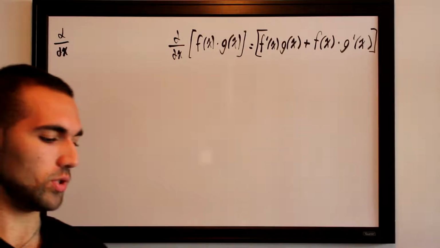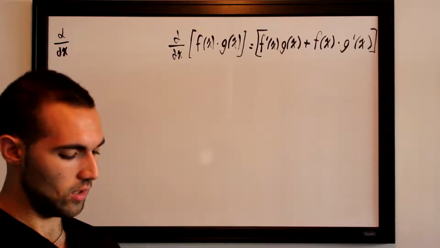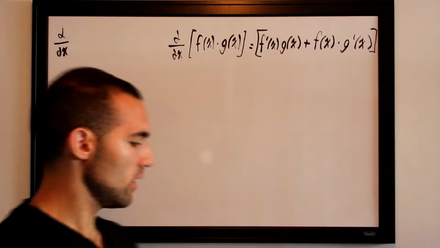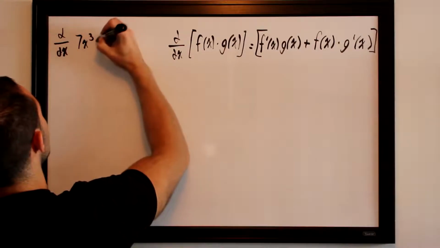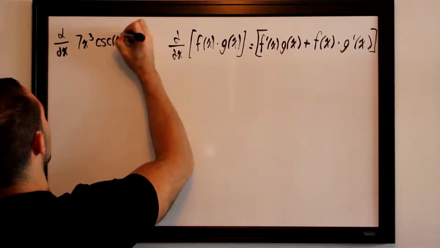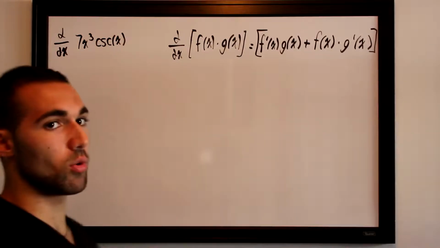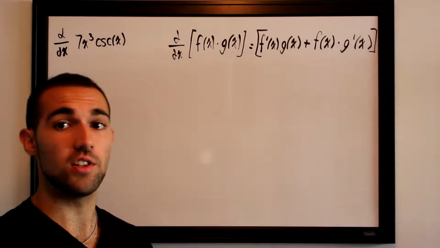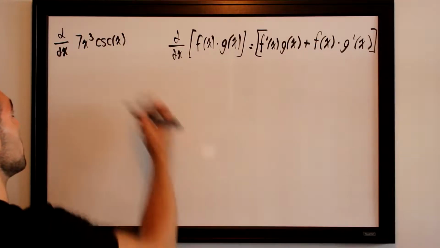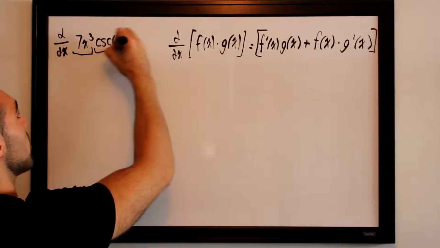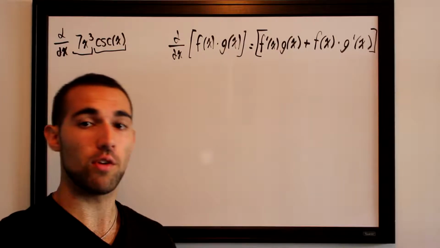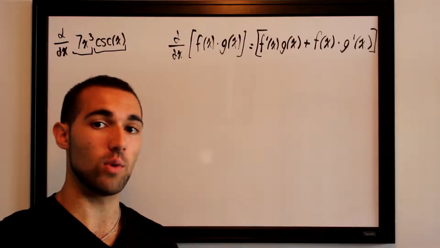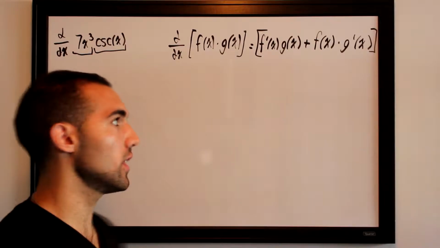So say we wanted to take the derivative of the function 7x to the third times cosecant of x. Essentially what we're doing is splitting this up into 2 easily differentiable functions. We can split this up into 7x to the third and cosecant of x, both of which should be very easy for us at this point if we familiarized ourselves with the list of derivatives that was covered in the previous video.